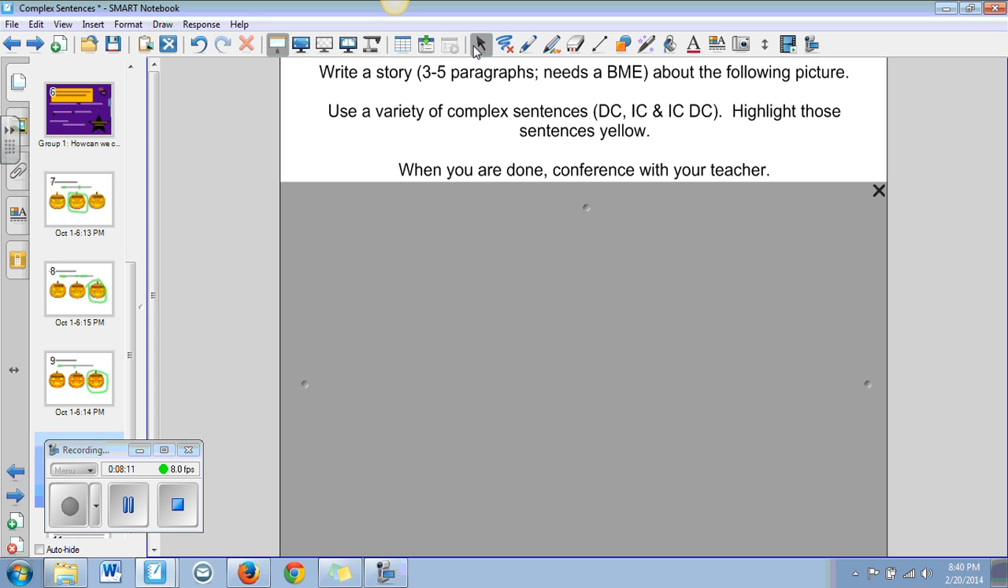All right, what you are now going to do for me in your notebook is you're going to write a story of 3 to 5 paragraphs. It has to have a beginning, middle, and end, so that's why you need to have at least 3 paragraphs about the following picture. I want you to use a variety of complex sentences. So I'm looking for DC, comma, IC, DC. Highlight those sentences yellow. When you're done, come over and confer with me, and we'll talk about what you wrote. When I clear the screen so you can see the picture, go ahead and just pause the video.